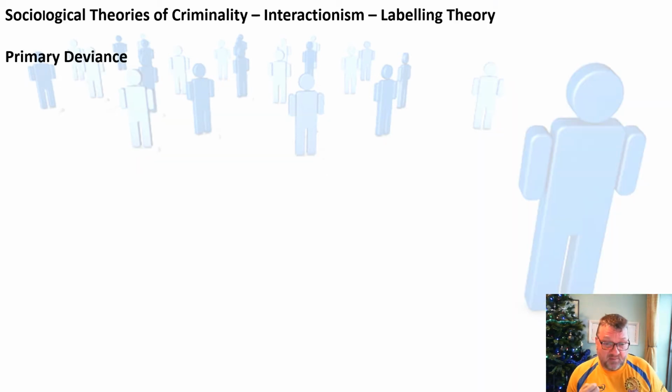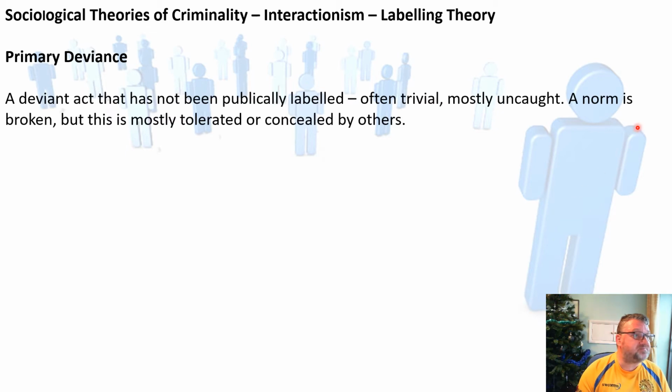So let's start with primary deviance. Primary deviance is defined as a deviant act that's not been publicly labelled. It's often trivial. It goes mostly uncaught. A norm is broken, but mostly the breaking of the norm is tolerated or concealed by others within society.